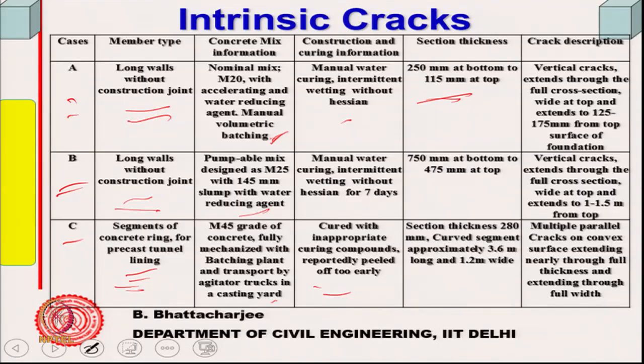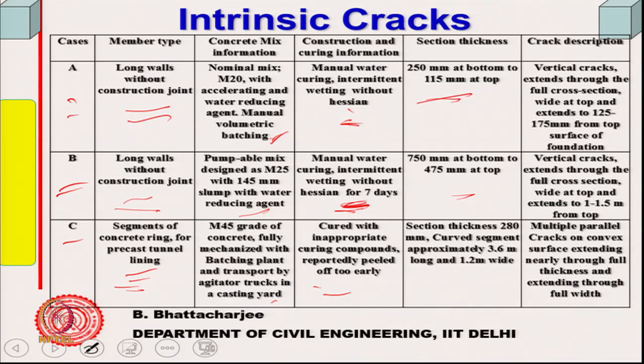Then the second one, manual water curing. Curing you see is manual in both these cases, but this was a pumpable mix, and again no construction joint, and intermittent curing with Hessian for 7 days. Here it was without Hessian, and the thickness is 750 mm at the bottom and 475 mm at the top, and again the same vertical cracks through the full cross section, wide at top and extending about 1 to 1.5 meter from the top.